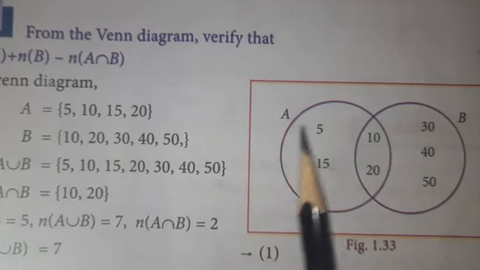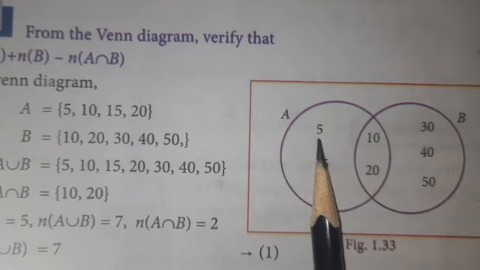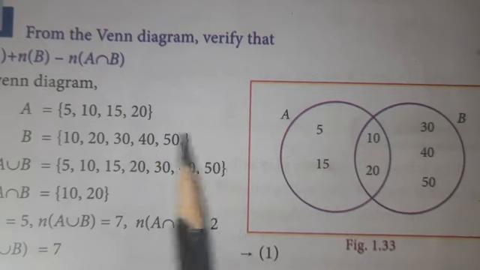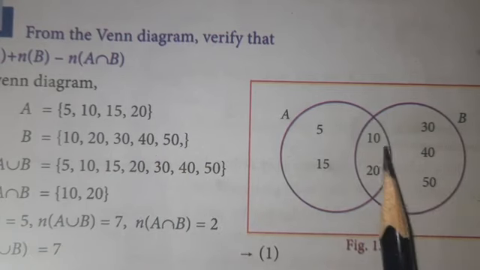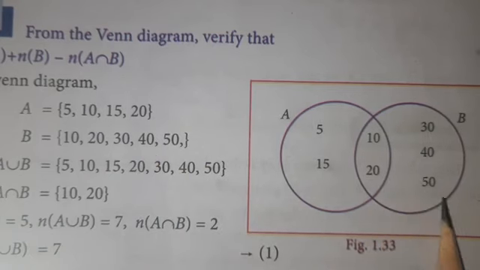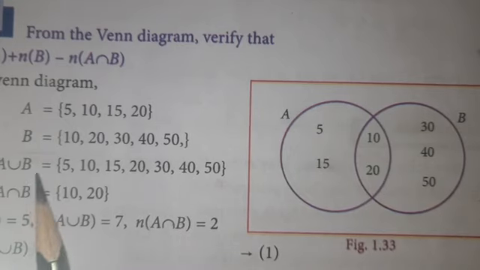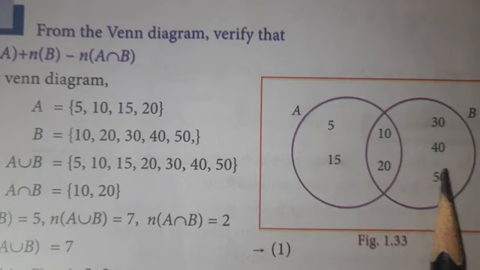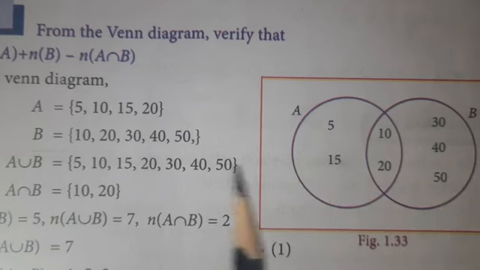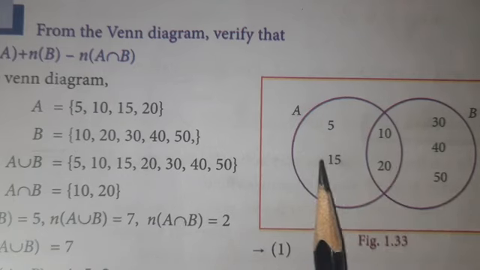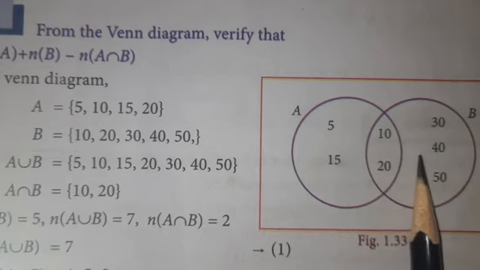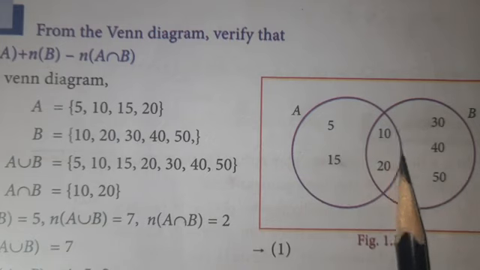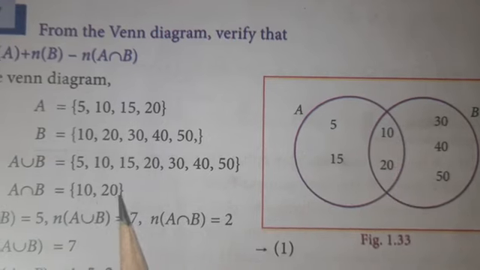A is equal to, here set A is presented as 5, 10, 15, 20. That is what they have written. Next, set B is 10, 20, 30, 40, 50. Next we should find A union B. A union B means join together and write it. So when you join together, it is 5, 10, 15, 20, 30, 40, 50. Next, A intersection B is the common part. So it is 10, 20.